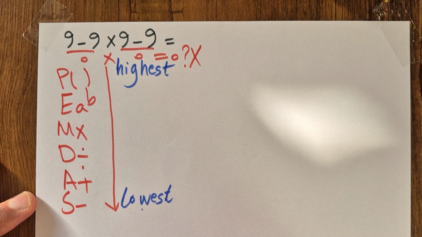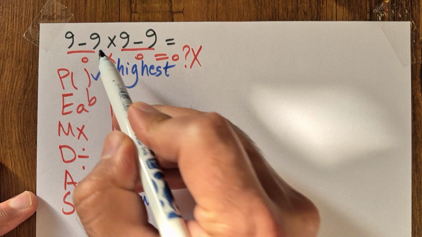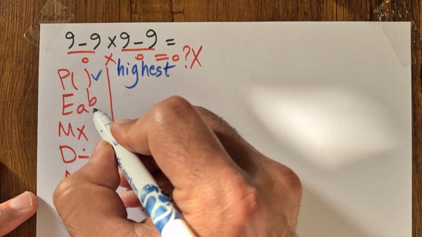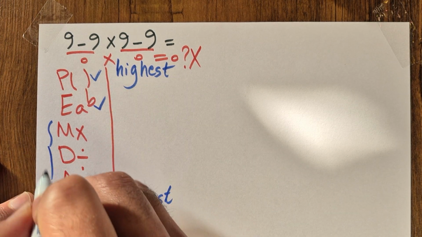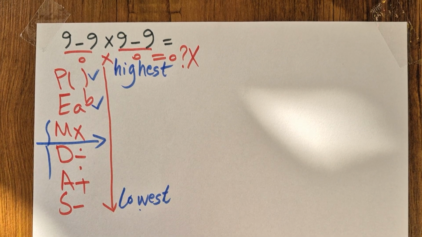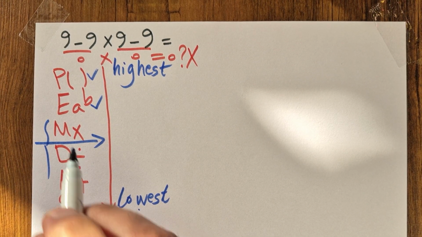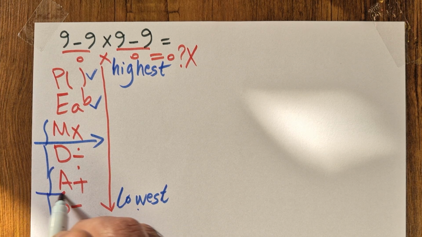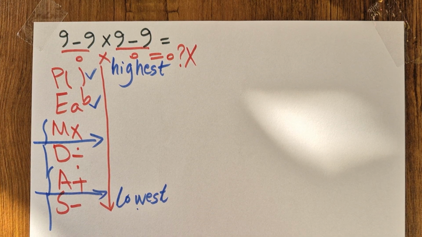What PEMDAS tells us is that you must go for parentheses at first, then go for exponents, then go for multiplication and division from left to right. They have the same precedence and priority. And finally, go for addition and subtraction.